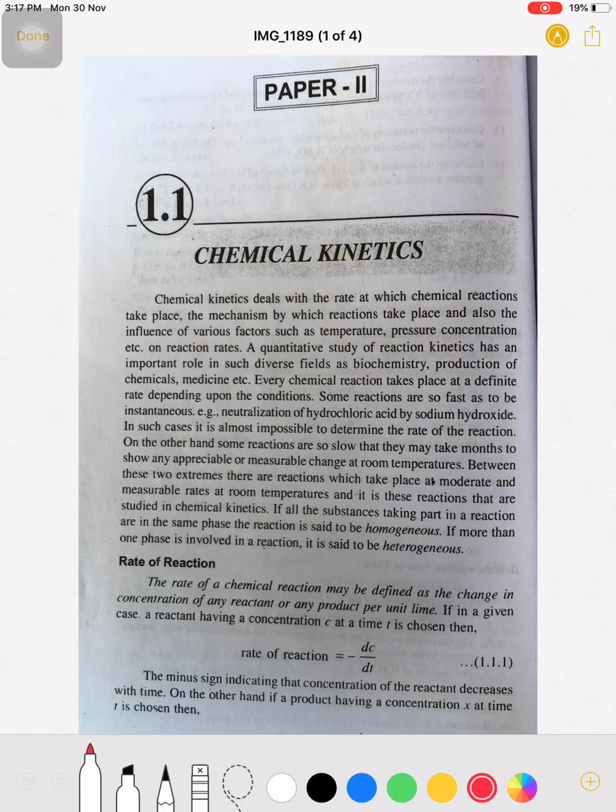Today we are going to start a topic from chemistry paper two, that is chemical kinetics. I think in 12th standard you may have studied this chapter, chemical kinetics. So what is meant by kinetics? You may have heard the word kinetics as a bike name. Now see here what it means exactly.